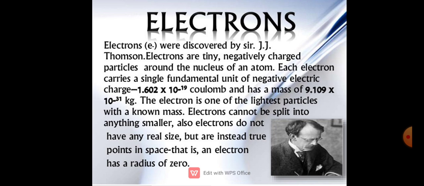Electrons don't have any real size, but are instead true points in space. The electron has a radius of 0, meaning that electrons have no proper size, but they are present in space like a mathematical point. A radius of 0 means that the radius of the electron is negligible.